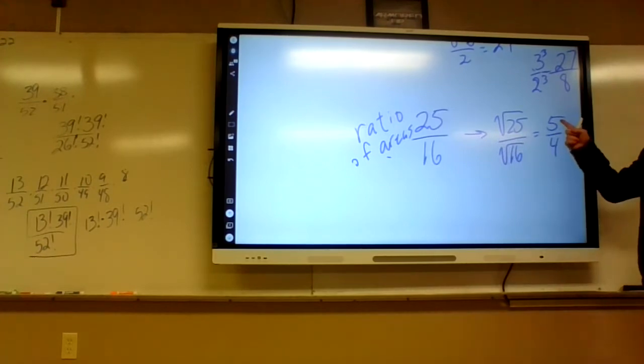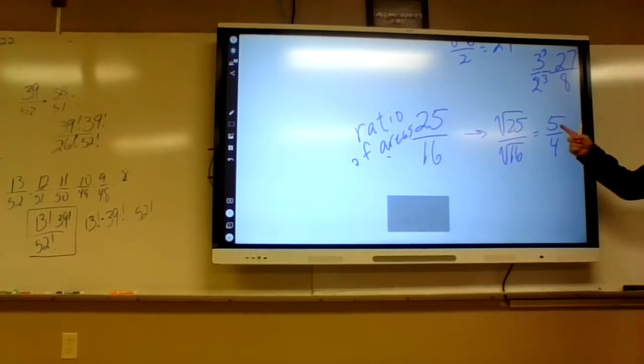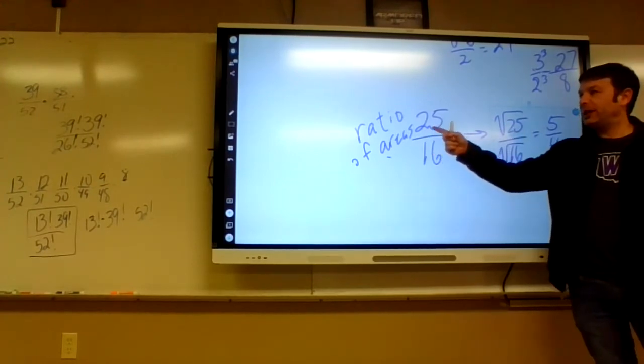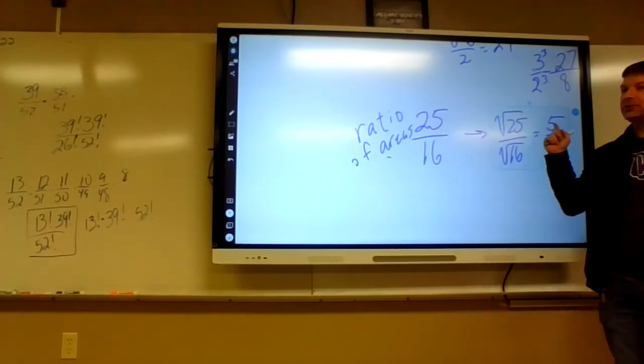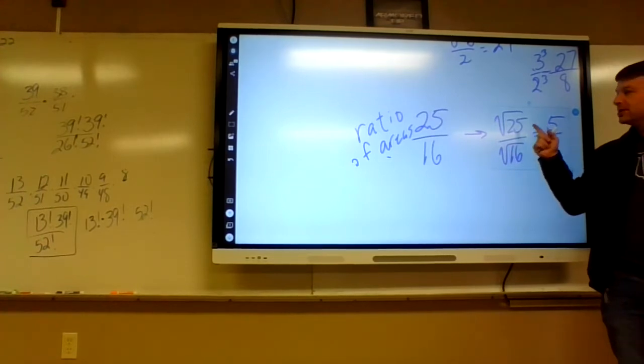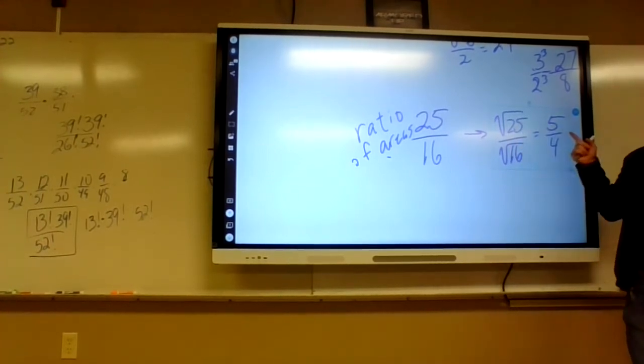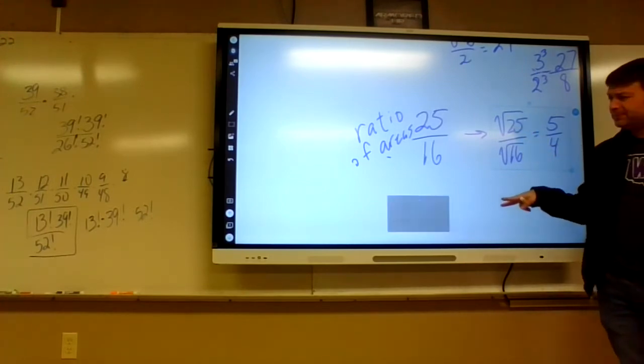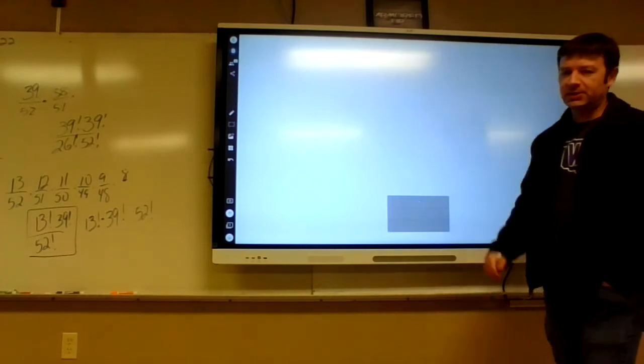Right, if these were the sides, 5 and 4, you square these to turn it into the ratio of the areas. So how do we go backwards to turn it back into the sides? What's the opposite of squaring? Square rooting. So if we ever have to go backwards, go to the lower level, the opposite is square rooting. Okay, anyway, let's get started.